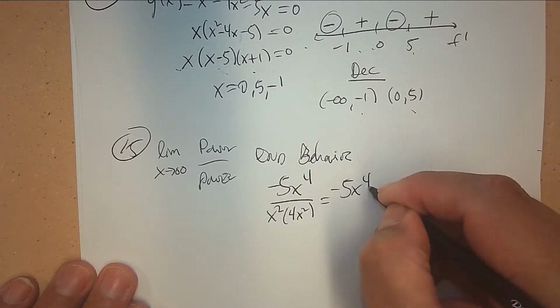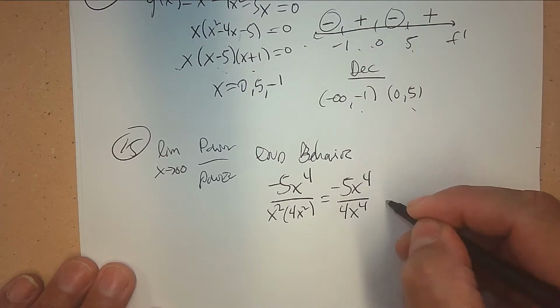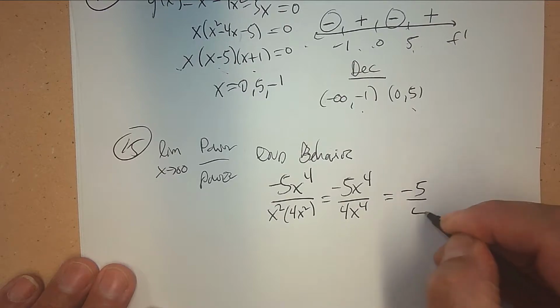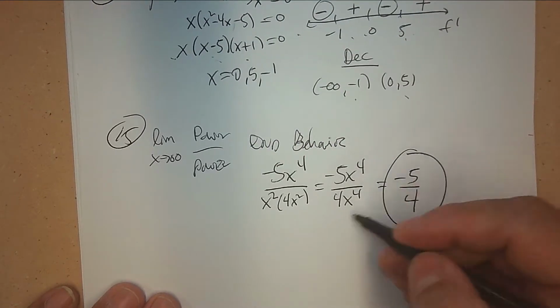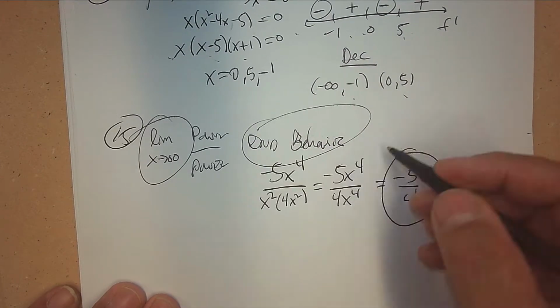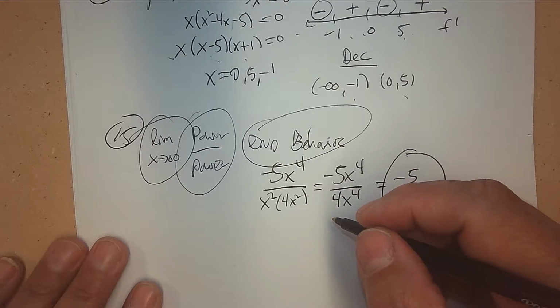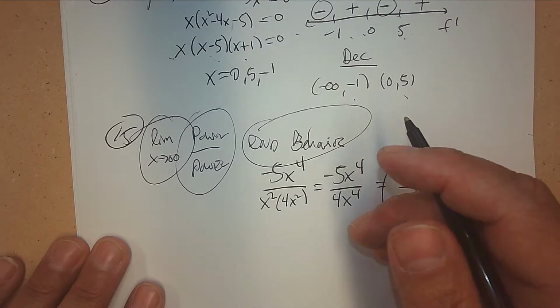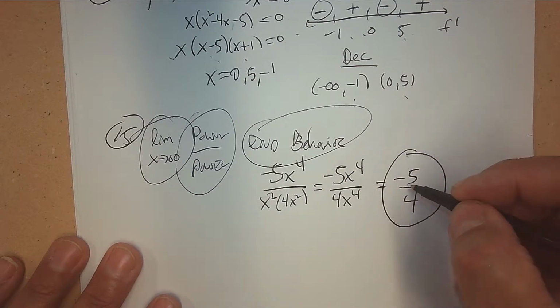So on top is -5x to the fourth. On the bottom is 4x to the fourth. So what is the end behavior? What value does it become as it gets closer and closer to infinity? And the answer, when you cross it out, is -5 over 4. So remember, this means end behavior, power over power. And make sure you're aware of the exponents, and if there's a constant that needs to be squared, like the 4, 2 squared, to get the answer.